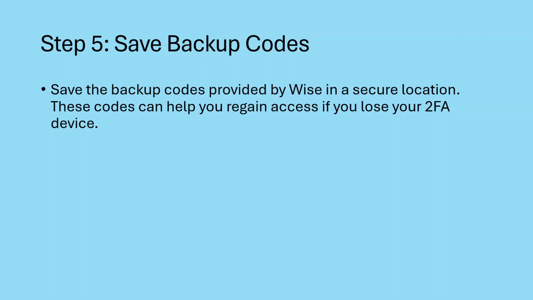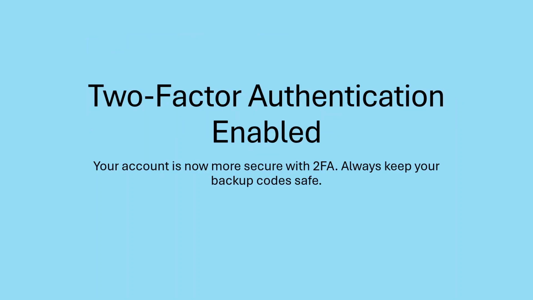Step 5. Save backup codes. Save the backup codes provided by Wise in a secure location. These codes can help you regain access if you lose your two-factor authentication device. And that's how you enable two-factor authentication on your Wise account.